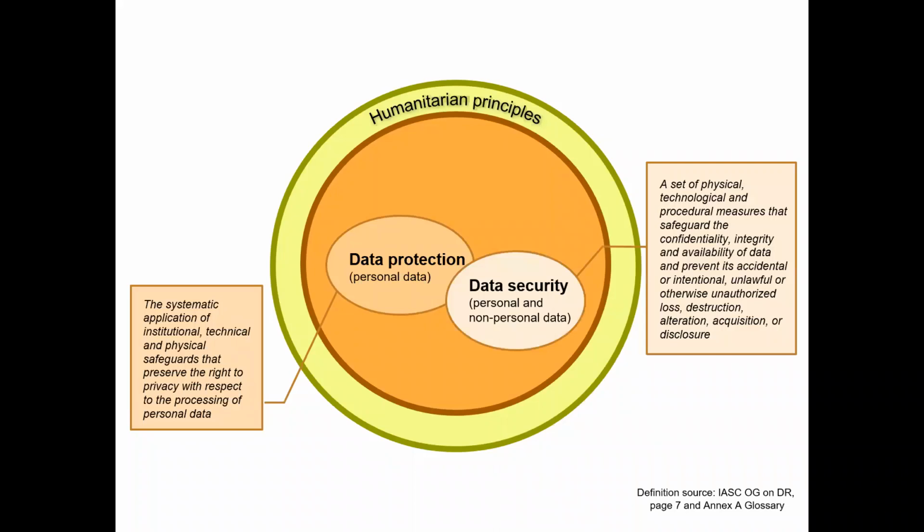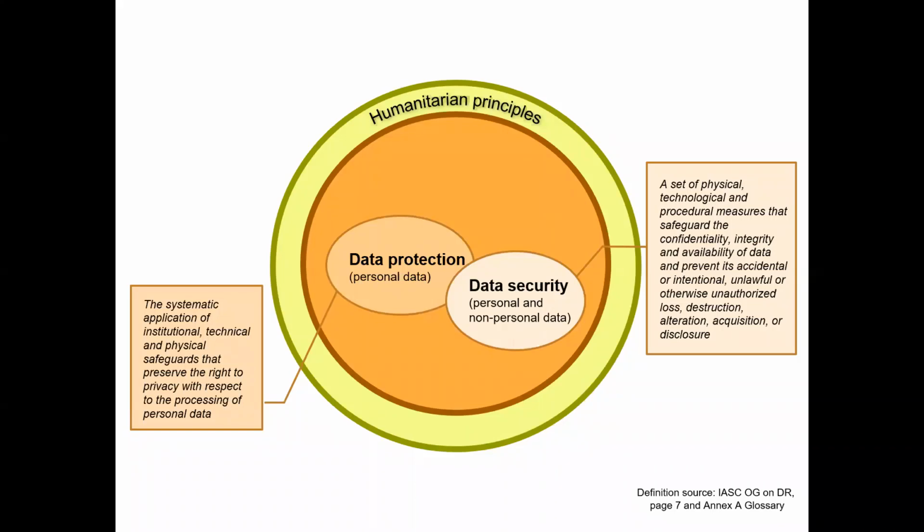Data security is a concept that's applicable to both personal data and non-personal data. It's about the different types of technical and procedural or organizational measures we take to secure data. And by this, we mean to ensure that data is safely stored, that we're able to preserve its confidentiality, to preserve its integrity, and that we can prevent its unauthorized access or accidental loss.